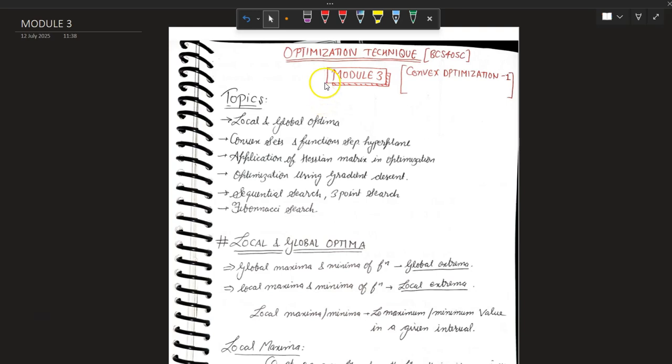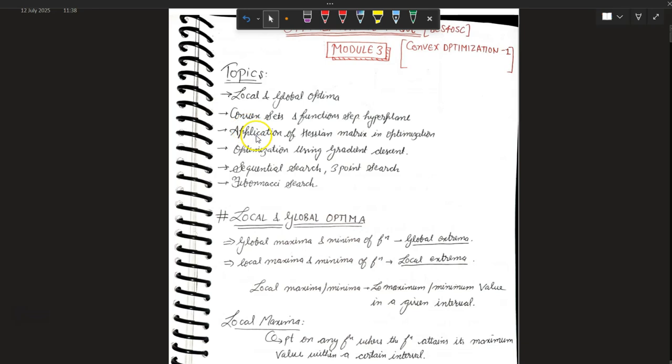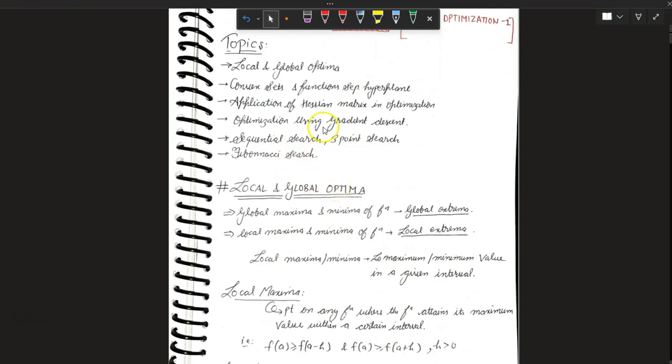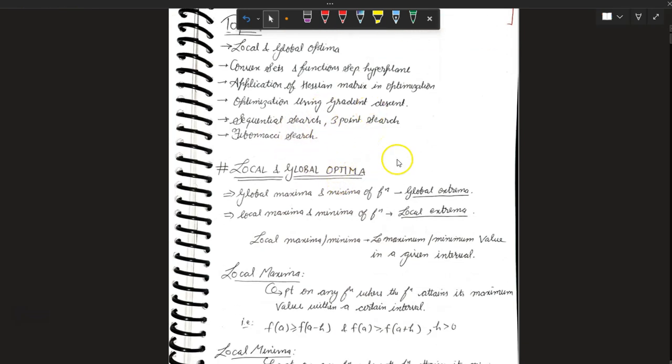Hello friends, let's start with module 3 of optimization techniques. In this module we will be studying local and global optima, convex sets and function separation with hyperplane, application of Hessian matrix in optimization using gradient descent, sequential search, 3-point search, and in sequential search, the second part is Fibonacci search. Okay, so first let's start with local and global optima.